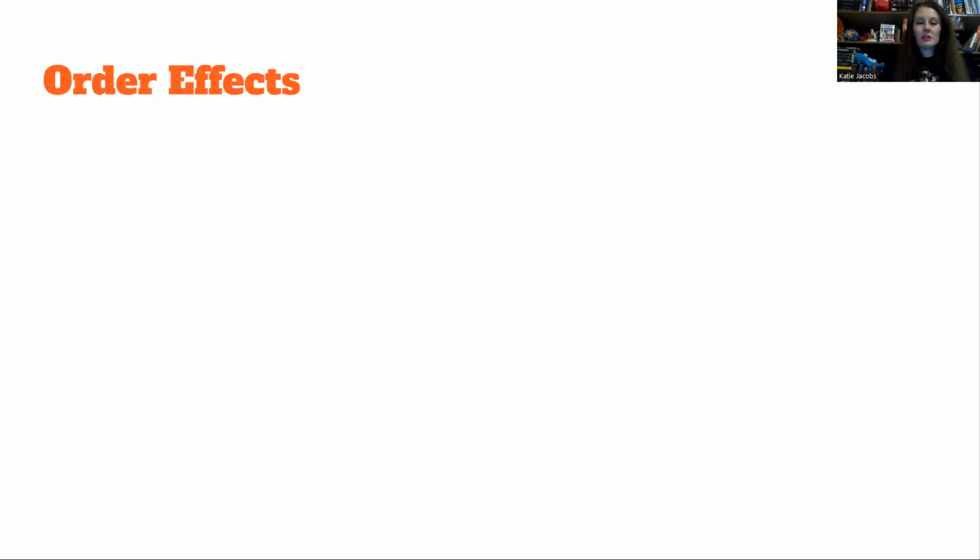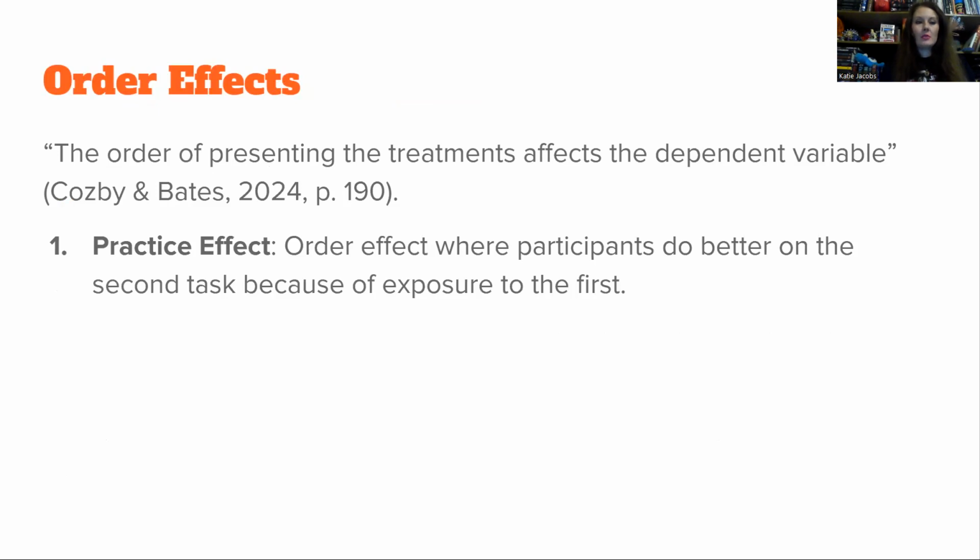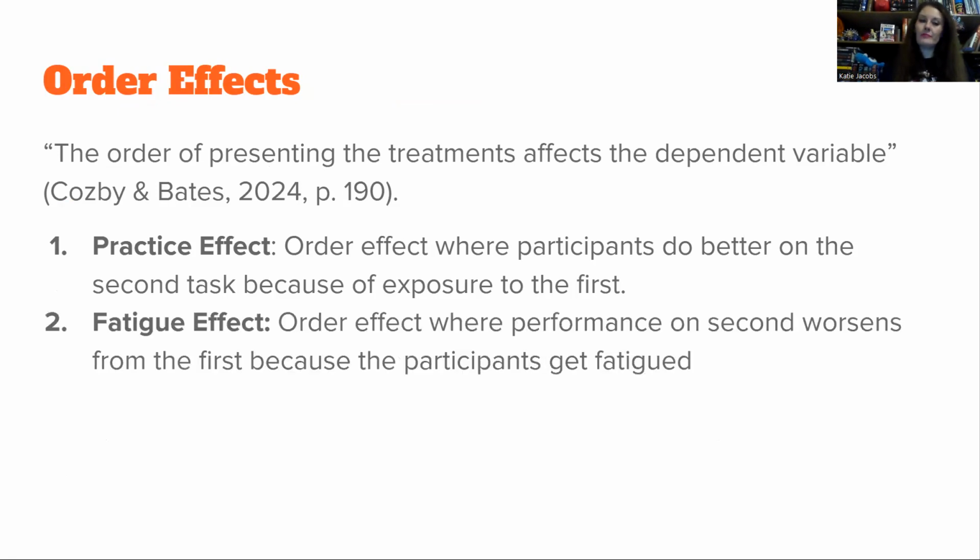There's also something called order effects that we had to pay attention to when doing experimental design. This is the order of presenting the treatments can affect the dependent variables sometimes. One type of this is the practice effect, which we kind of alluded to already. This is the order effect where participants do better on the second task because they've been exposed to the first one. There's something called the fatigue effect, and this is the order effect when performance on the second worsens from the first because the participants get fatigued, so tired, bored, irritated.